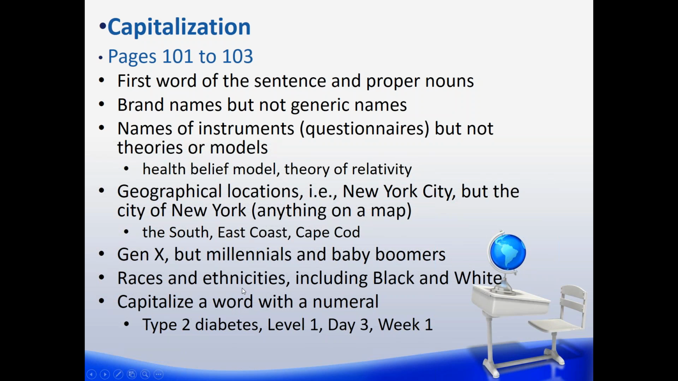We capitalize races and ethnicities, and in APA style we capitalize Black and White. Other styles do not, so that's why you'll see it in the literature not capitalized, but APA does capitalize them. And then we capitalize a word with a numeral, so Type 2 diabetes, Step 1, Level 3, Day 5, all of those are going to be capitalized.